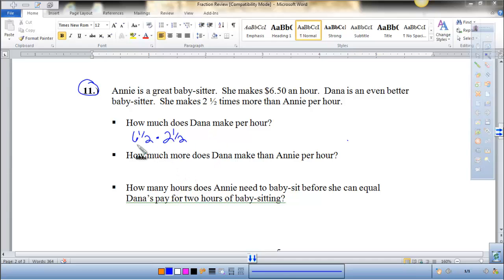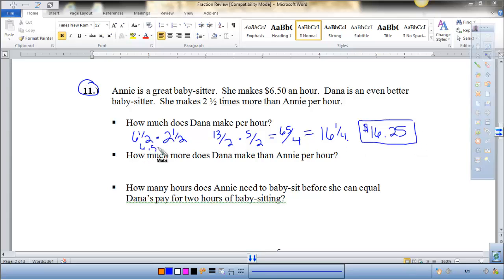And then you need to make them into improper fractions. So we'll have 13 halves times 5 halves. We can't simplify beforehand, so we get 65 fourths. Now you need to simplify that, and you would get, let's see how many fours are in there, 16 would be 64, and 1/4. Well, if we had that in money, 16 and 1/4 would be $16.25. Now, you could have made both of these decimals and done 6.5 times 2.5 if that's easier for you.